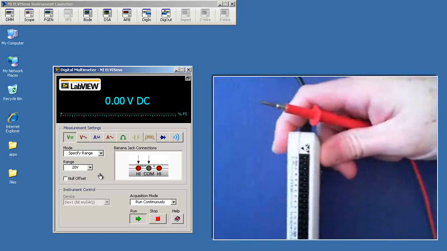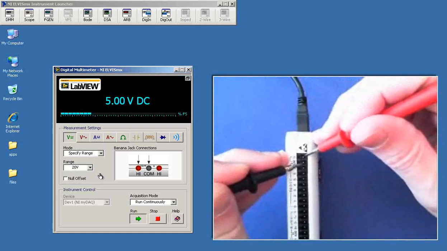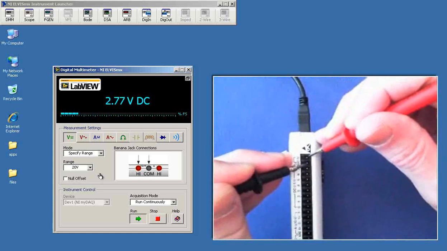Need a little bit higher range here, go to the 20 volt range, and there we have it, 5.01 volts.